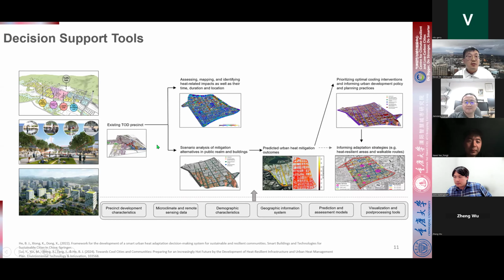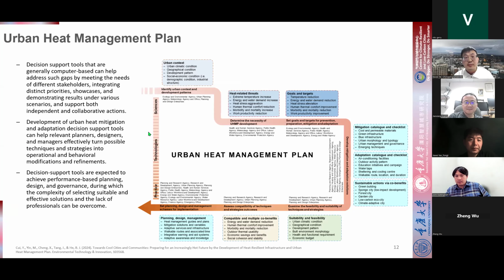The next one is the urban heat management plan. This image charts how to translate urban climate science and mitigation and adaptation technologies into planning and design practices. We defined the components: the first is to identify the urban context, to identify the heat release rates, to set up the goals and targets, and then the technologies on mitigation, adaptation, and also sustainable actions with the co-benefit approach.